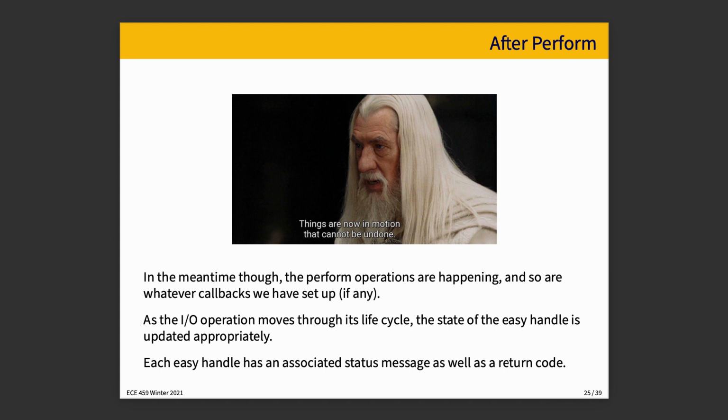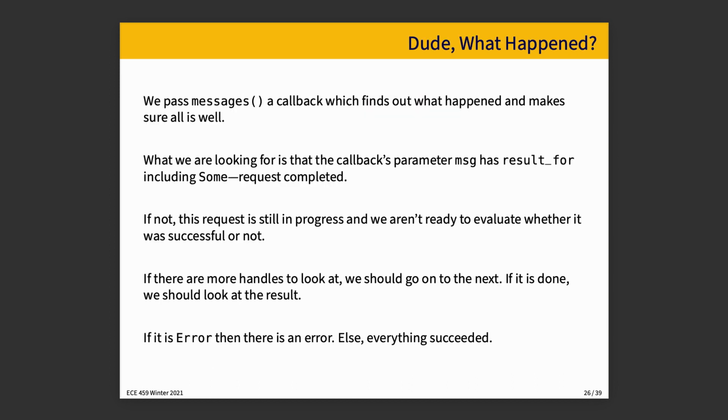Why both? Well, one is about what's the status of the request. So it could be telling us that it's done, but does done mean it's finished with success or finished with an error? And that's kind of what the second is about. So the callback parameter message has a result, which means the request is completed. If we don't have a result for it, it means that handle, the easy handle, isn't done, so we can't decide yet, is it finished, was it successful or not.